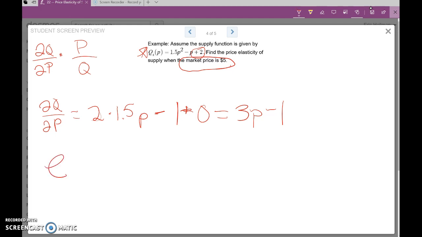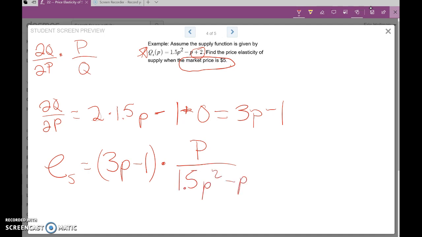So then to get the elasticity of supply, I'm going to multiply this derivative of the supply function by P over Q. And just as before, instead of writing Q, I'm going to substitute in the actual supply function. All right. So this piece right here is the derivative of the supply function, and this piece is the P over Q from our little formula.